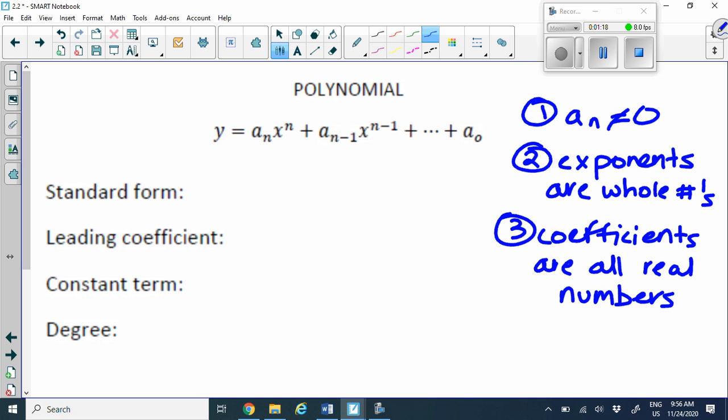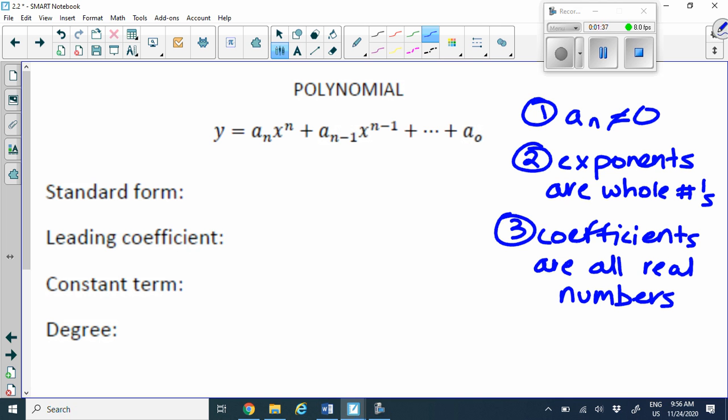Okay? So our leading coefficient can't equal 0. Exponents are whole numbers. So that means basically 1 and up. So 1, 2, 3, 4, 5, 6, 7, 8, etc. And then all the coefficients, remember those are numbers in front of our variables, are all real numbers, meaning we just can't have anything with i.